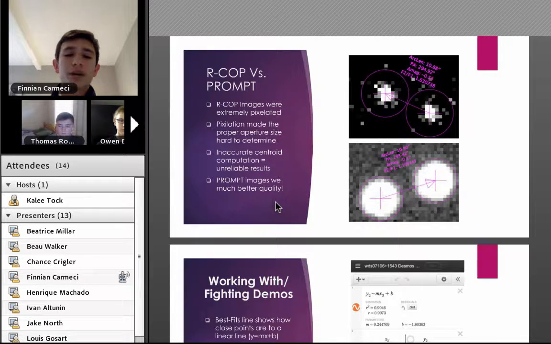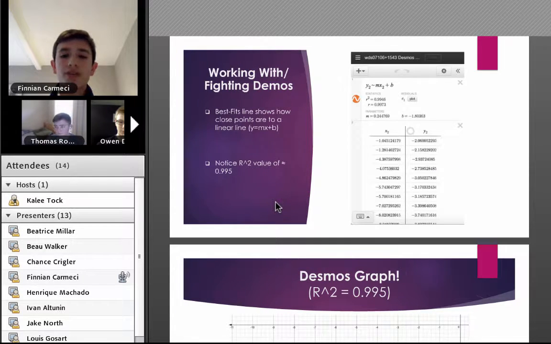When we got our images back from the PROMPT telescopes, they were so much better. They came back way less pixelated, so we were able to make a really nice aperture size, and then our calculation for each star was much more precise, and our overall results were more accurate. So in the end, we discarded the ARCOP telescope images and just used the PROMPT images.